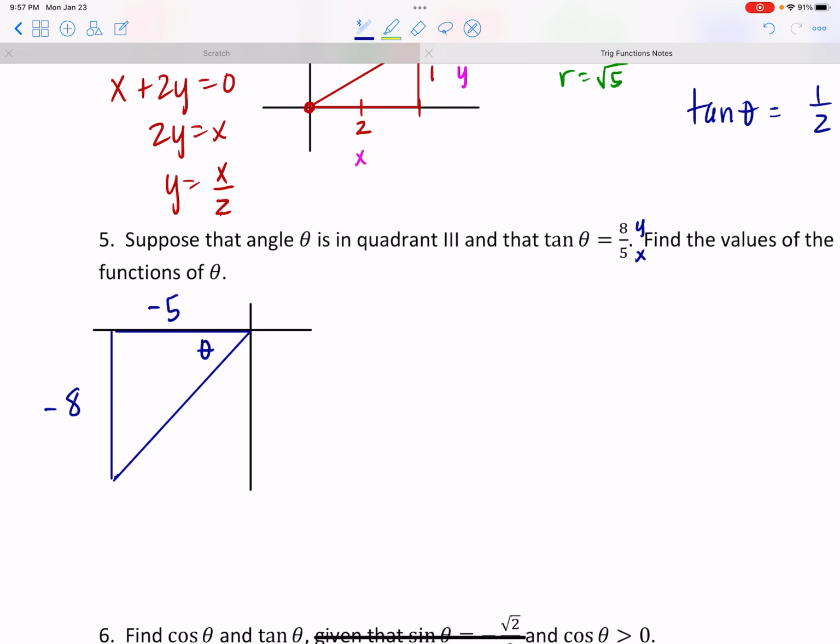Again, we're going to use Pythagorean theorem to find the missing side here, the radius. So r squared is going to equal negative 5 squared plus negative 8 squared. So we're looking at 25 and 64, which is going to be 89. So r is the square root of 89.